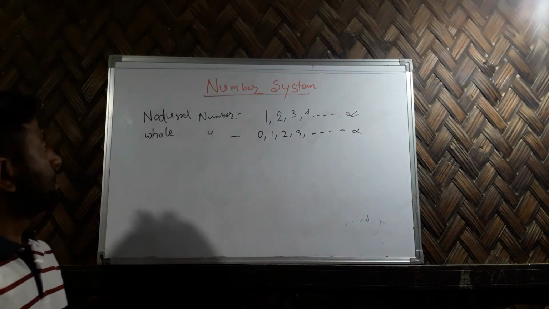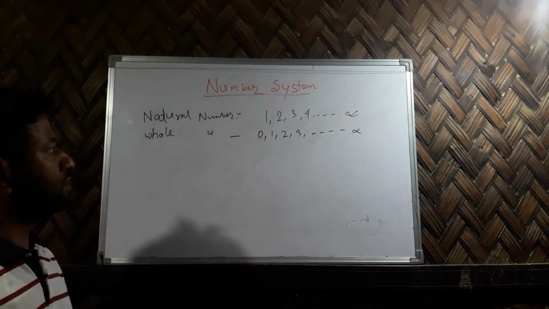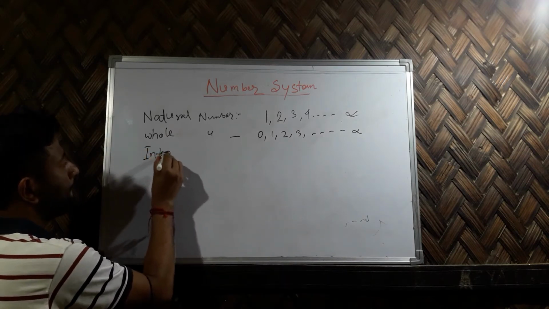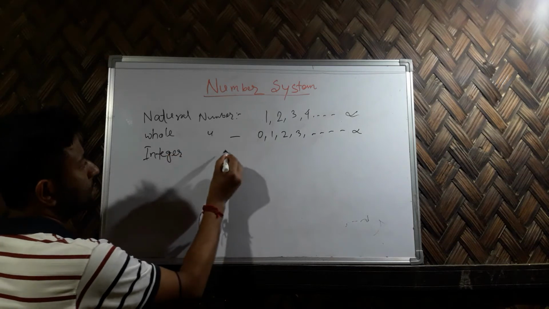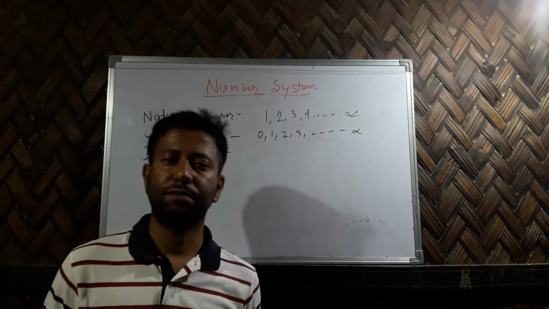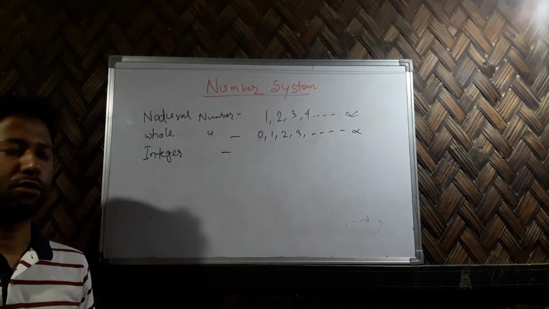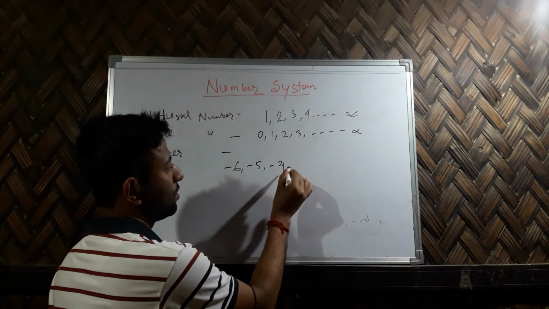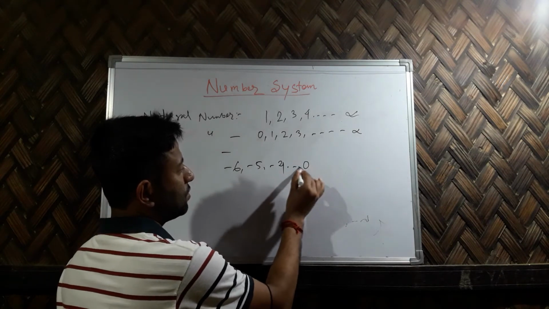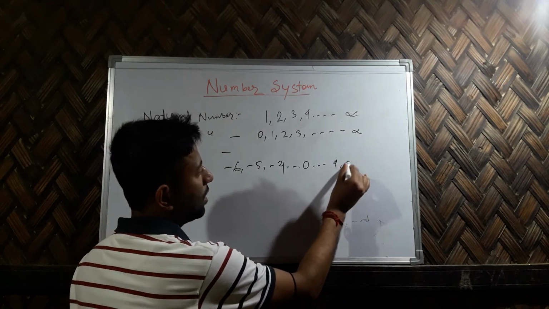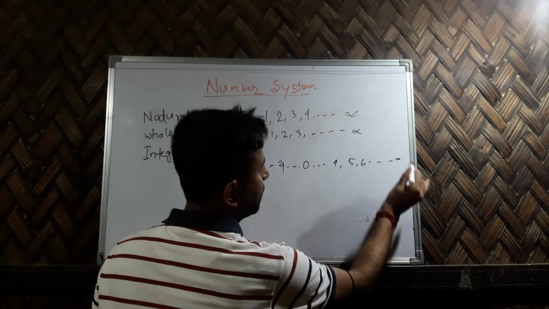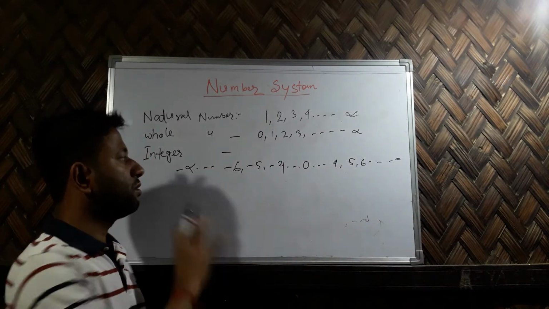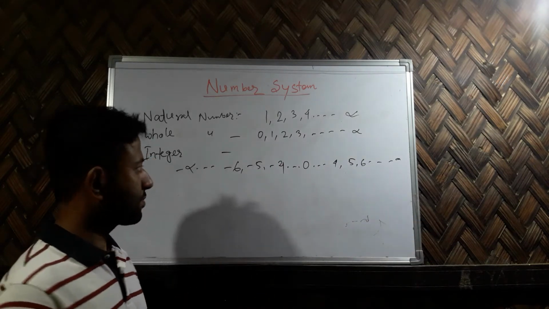Now another number comes, that is known as the integer. What is an integer? When we deal with various kinds of numbers, some minus terms also come. Suppose minus 6, minus 5, minus 4, dot dot dot, 0, then 4, 5, 6, dot dot dot, infinity. So that is minus infinity to plus infinity, and the whole series is known as integers.